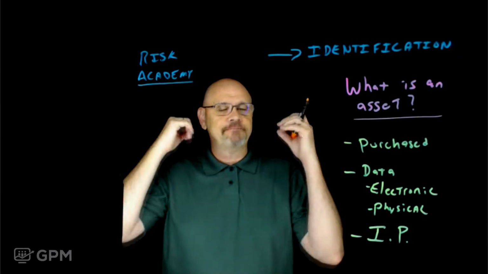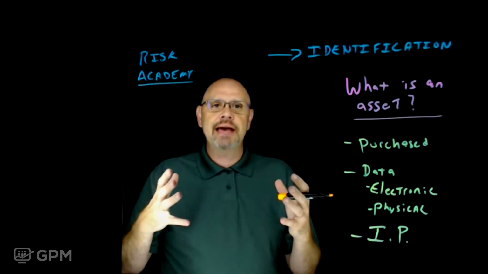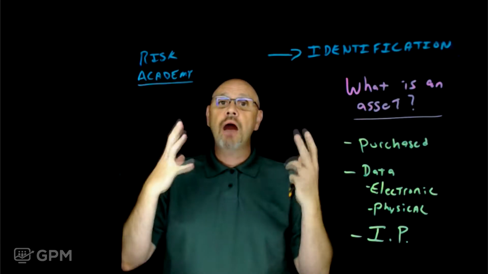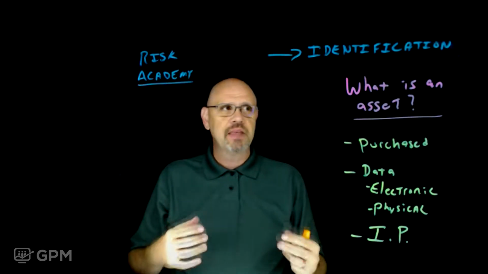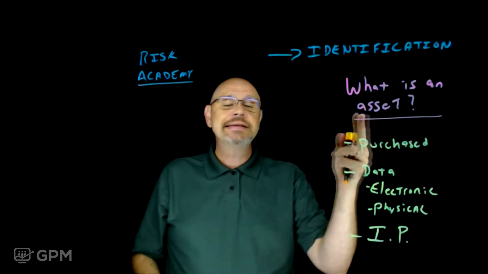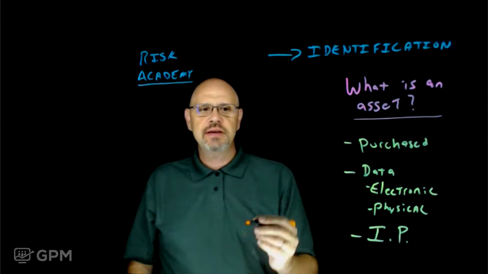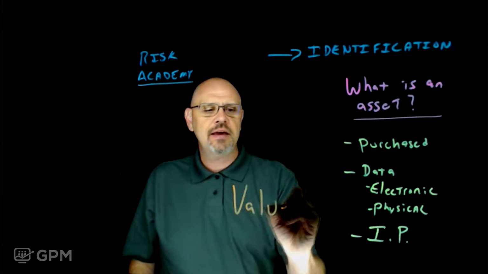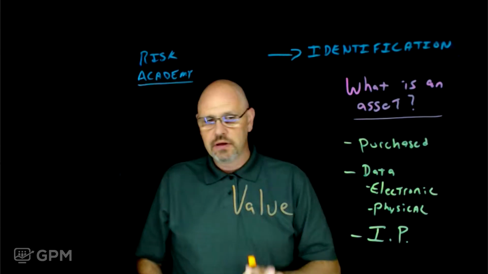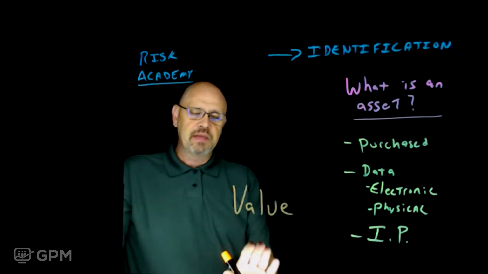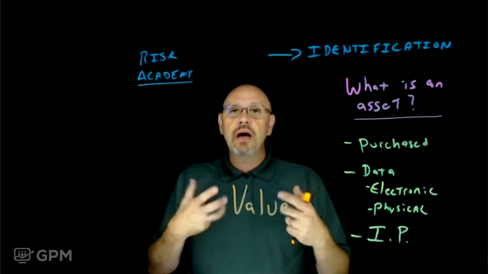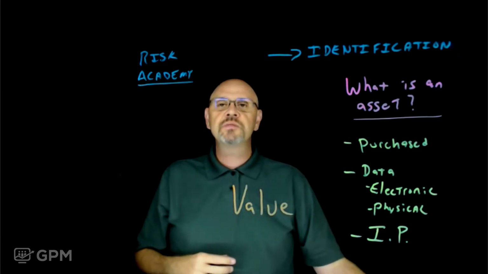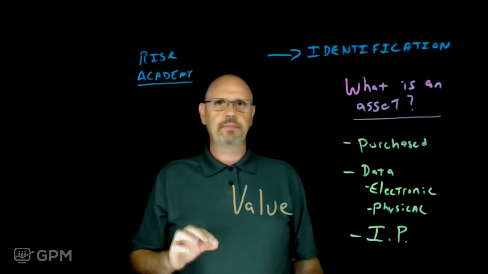Okay, we talked about you have to figure out what your assets are. So we're now talking about identification. How are we going to identify an asset? Literally, what is an asset? The first thing you need to understand is the asset is anything that has value to your organization. Literally, it's something of value to you, to your specific organization, your specific instance.